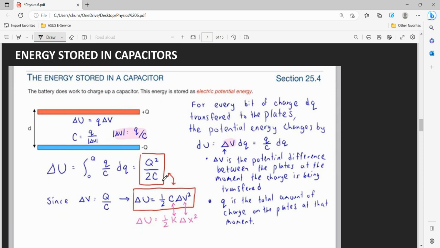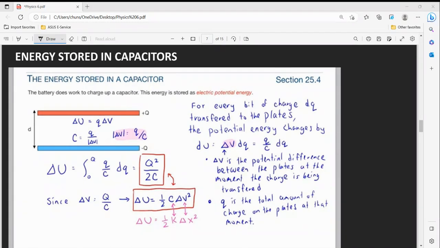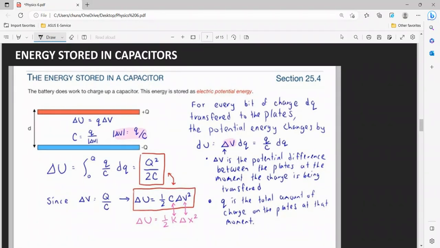Next, we are talking about energy stored in capacitors. Here we're introducing a new equation.